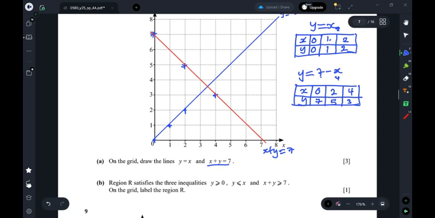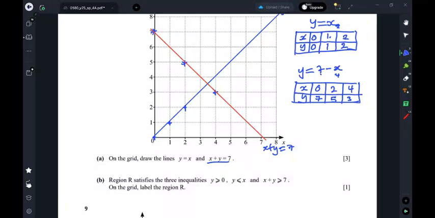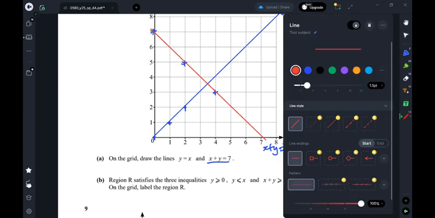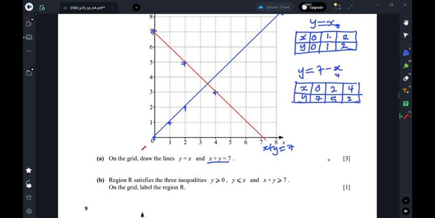The second question is now saying the region R satisfies the inequalities y is greater than or equal to 0, y is less than or equal to x, and x plus y is greater than or equal to 7. On the grid, label the region R. So on this one, I only have one line which is missing, which I'm also going to include here, and that is the line y is equal to 0.